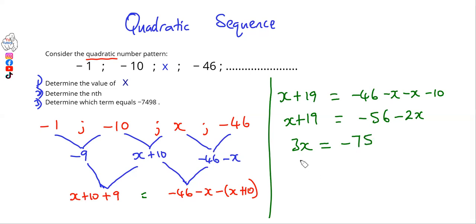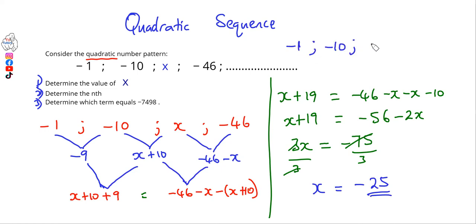Now, when you have negative 75, what do we do? We divide by 3. If we divide by 3 there, you will see that x will be equal to negative 25, okay? So it means that our sequence should be negative 1, negative 10, negative 25, negative 46, and goes on like that. So we found our x as negative 25.